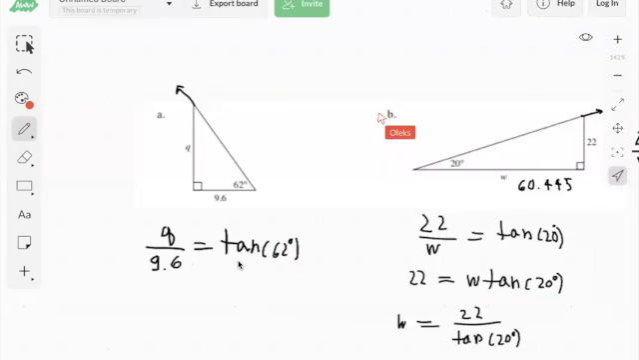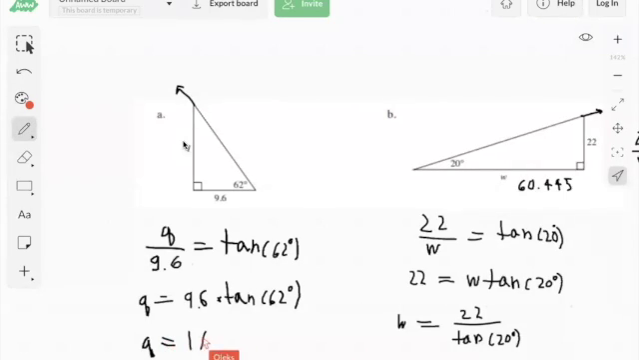And after multiplying both sides by 9.6, we get that Q is equal to 9.6 times tangent 62 degrees. And again, we can plug this into a calculator and we get Q is equal to, let me plug this in real quick. Around 18. We'll just round it there. So we do the little round symbol.